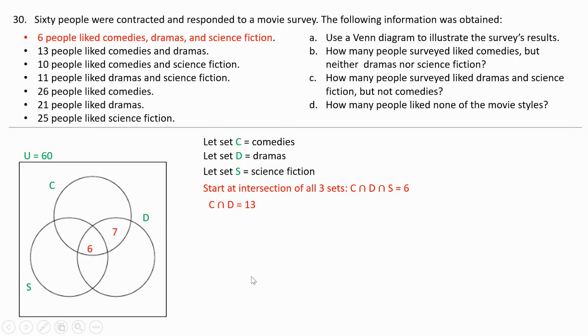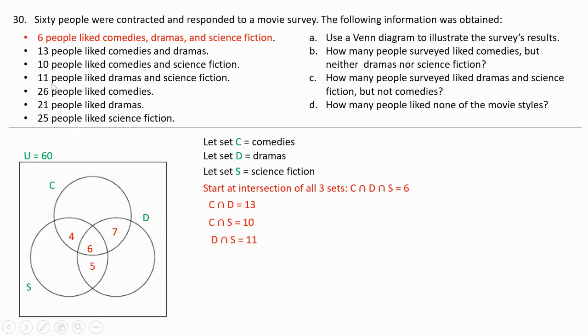10 people like comedies and science fiction. So comedies and science fiction will be this section here. We have 6, but it's supposed to be 10, so this has to be a 4 there. There's my 4. 11 people like dramas and science fiction. So they're talking about this area here where they intersect. It's equal to 11. We have 6, we need 5 to be 11, so 5 is missing.